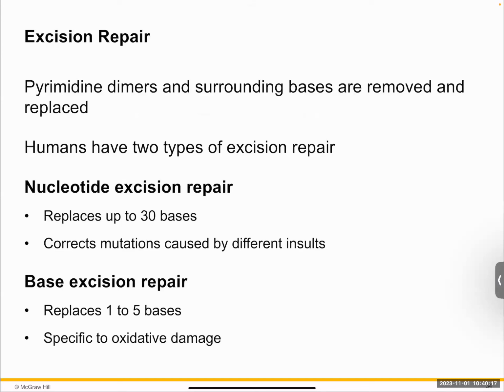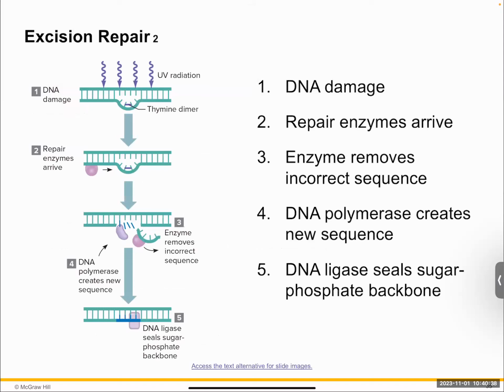So excision repair is when you have things like pyrimidine dimers or surrounding bases observed within your DNA sequence. You go in, you cut off the structure, and you replace it up to 30 bases. And here's a picture of that, by the way, if you just want to see it.